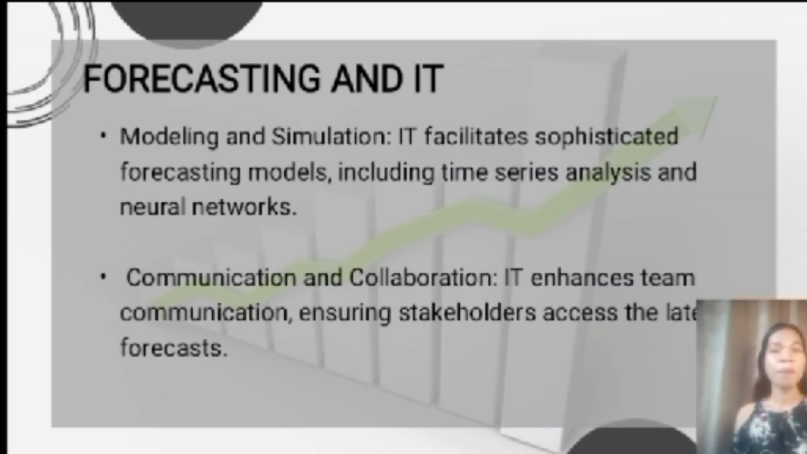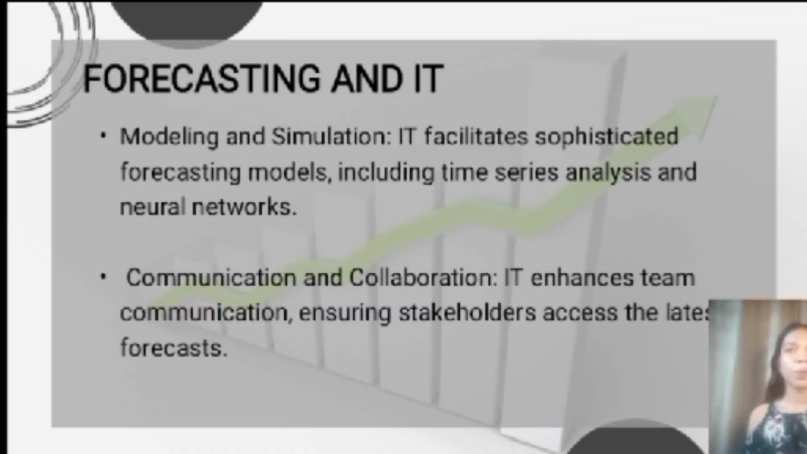So next one, modeling and simulation. IT helps create complex forecasting models using techniques like time series analysis and neural networks. These models predict what might happen in the future based on past data. For example, an airline uses forecasting models to predict how many passengers will fly on a particular route during different times of the year. So this helps them adjust ticket prices and schedule flights efficiently.